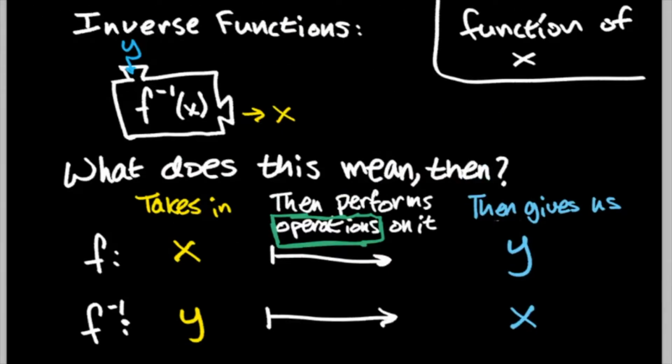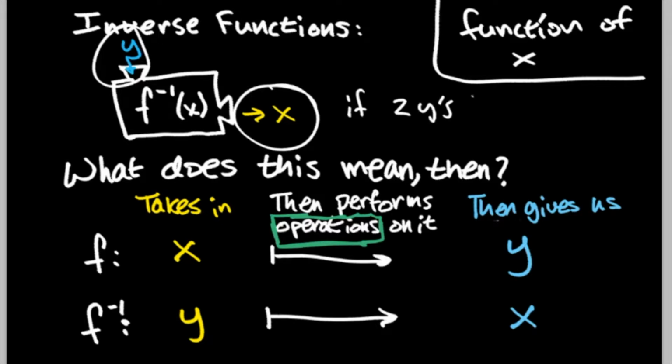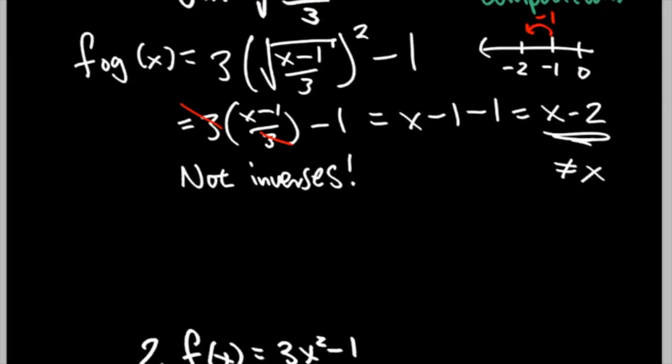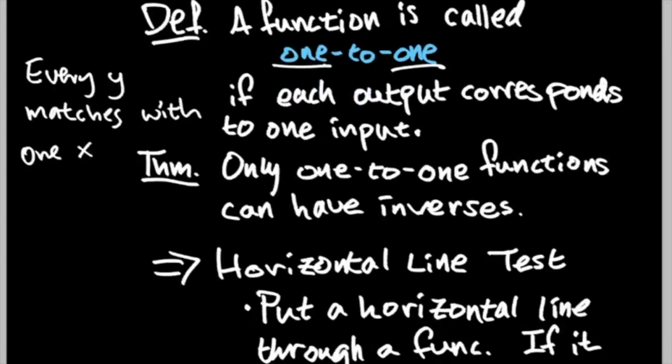For an inverse, we're putting in a y and getting an x out. So that means if we have two x's that share a y, sorry, let me just correct that real fast. If two x's share a y, then weirdness happens, because basically we have this split x coming out. So we need to figure out which x it is. We need to have that clarity, therefore one-to-one is necessary.